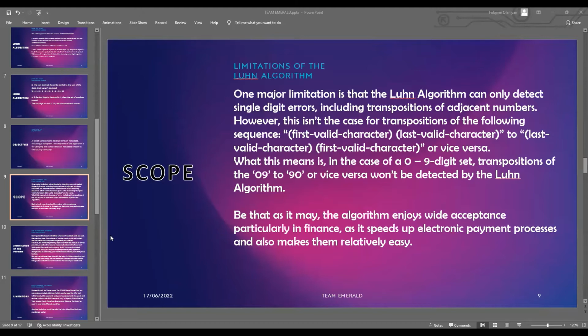That being as it may, the algorithm enjoys wide acceptance, particularly in finance, as it speeds up electronic payment processes and also makes them relatively easy. Thank you very much for the scope. This just proves how accurate and widely used the Luhn algorithm is. Now to the justification of the problem.